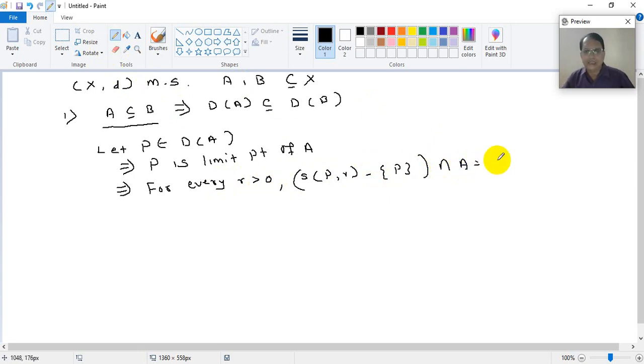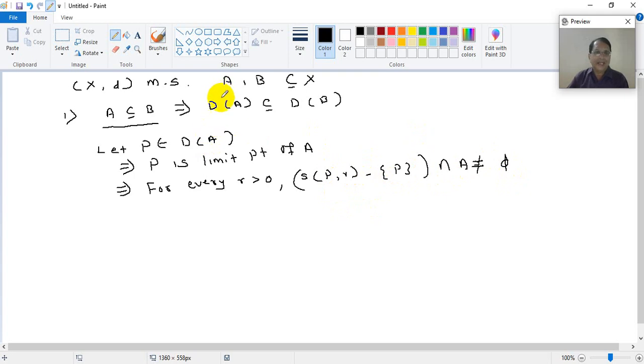How is this intersection? It is not empty. Right? That means there are some points in this intersection. But what happens here? Look at what this means: the open sphere I drew around P with radius R, if I remove P, the center of that open sphere, then the remaining open sphere's intersection with A is non-empty.